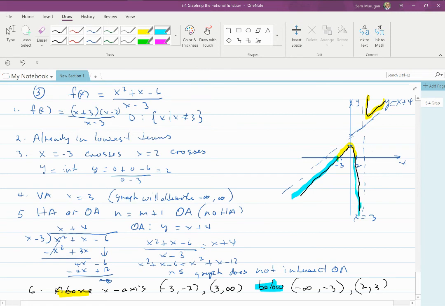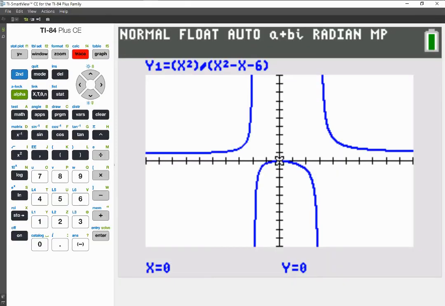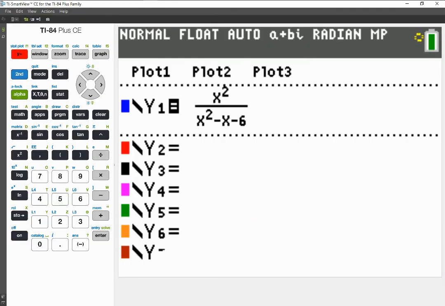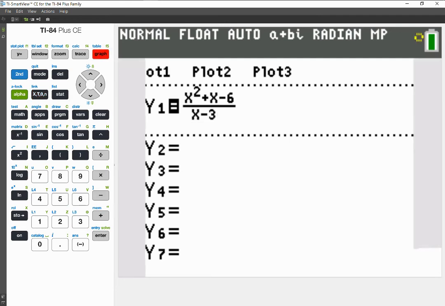And then I'm going to go ahead and put this into the calculator and check to see that my answer is correct. So y equals, clear this graph out, alpha y equal, and we're going to put in x squared plus x minus 6 over x minus 3. Graph it.